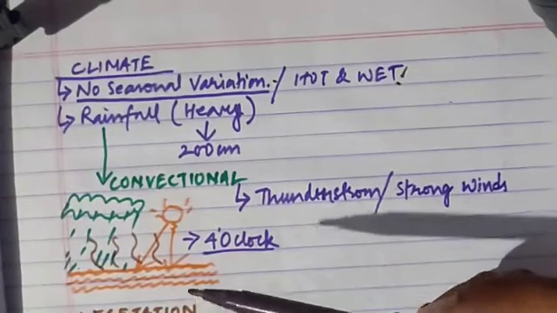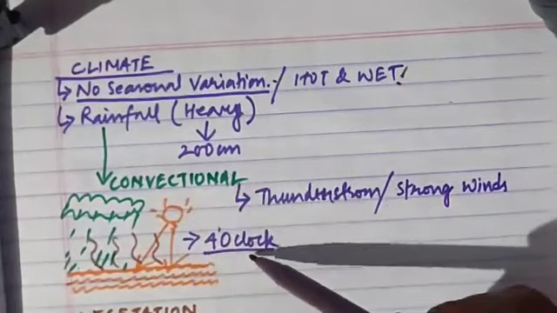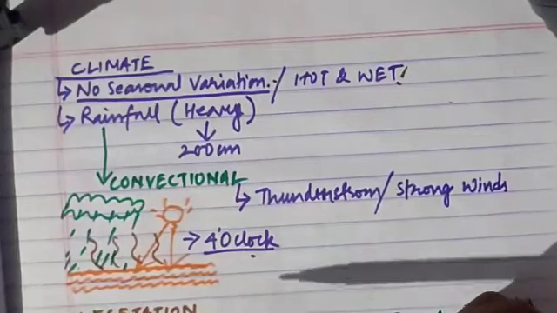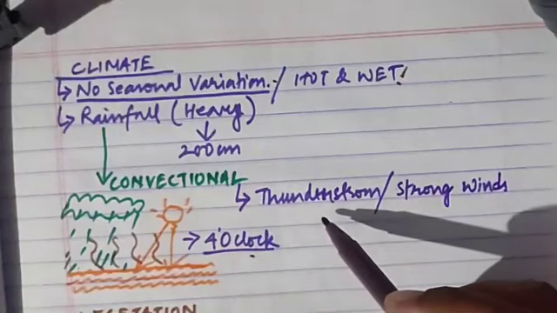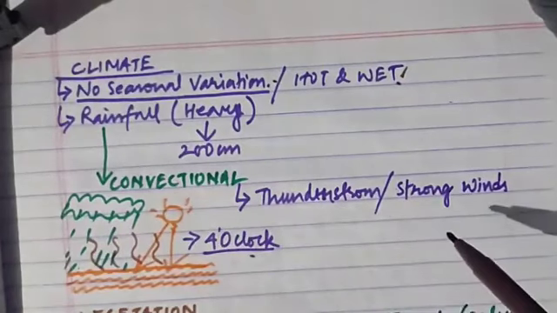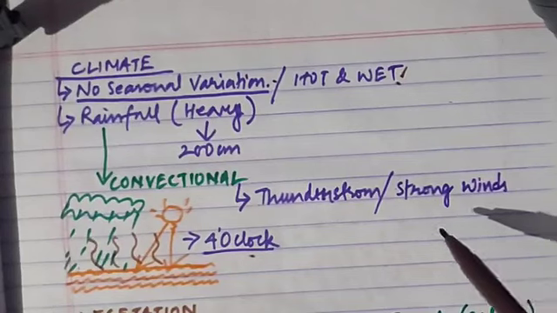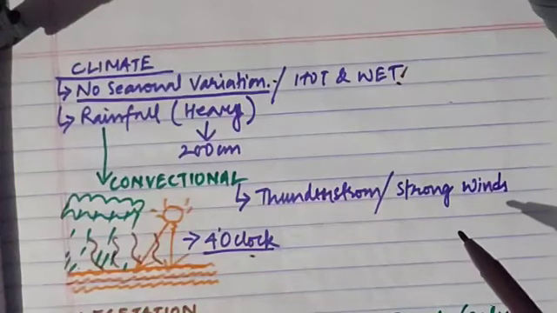Because of this characteristic, this rainfall is also termed as 4 o'clock rainfall. Now 4 o'clock rainfall because it occurs in the evening time, and this rainfall is also accompanied with the thunderstorm as well as violent or strong winds. So it is also accompanied with the thunderstorm, lightning, and the strong and violent winds.